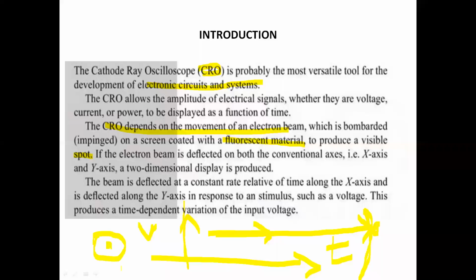Okay, so how is it formed? By the bombardment of the electron beam on the fluorescent screen. So first of all, only a spot is displayed on the screen. But if we deflect that electron beam on the x-axis and the y-axis, so if we change the volt per division and the time per division, then that spot is changed into some waveform. Okay, a two-dimensional waveform. Is it clear?